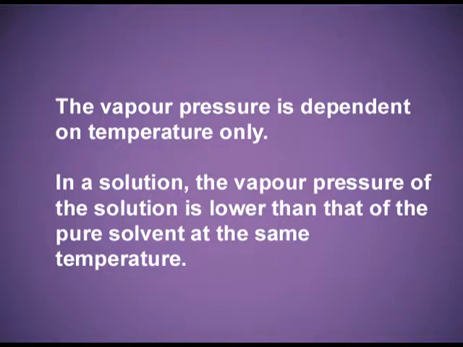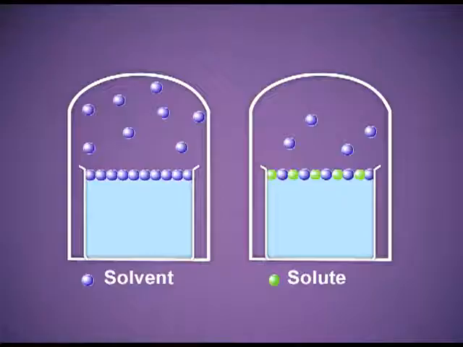In a solution, the vapor pressure of the solution is lower than that of the pure solvent at the same temperature. The vapor pressure of the solution is lower. Now how is it so? This is the pure solvent. Now I am changing it into a solution. I have mixed a solute into it.